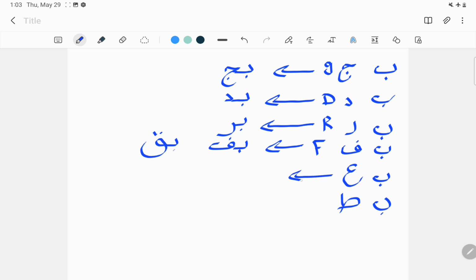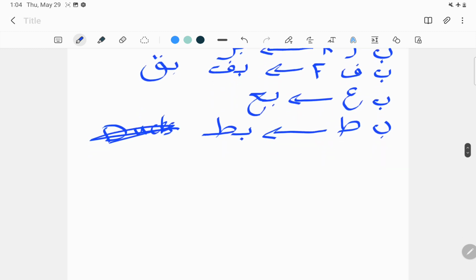Ba with ain, that will be ba. It's very rare to find someone writing like that, very rare. But the way we write it is like this. Ba. Ba with ta. باء طاء. But, which means ducks. Whatever. Get it? Alright. I hope you did.